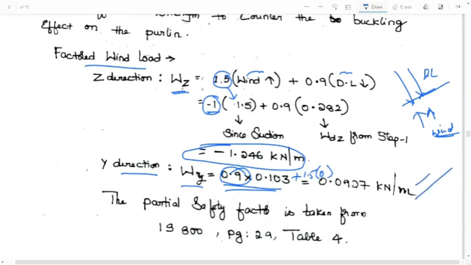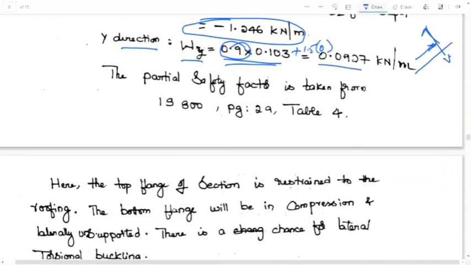Along the roof, perpendicular to the y plane, the wind load is 0. Therefore you get 0.0927. So now you have to follow the same procedure that you followed in the previous step for the purlin in the wind suction also.